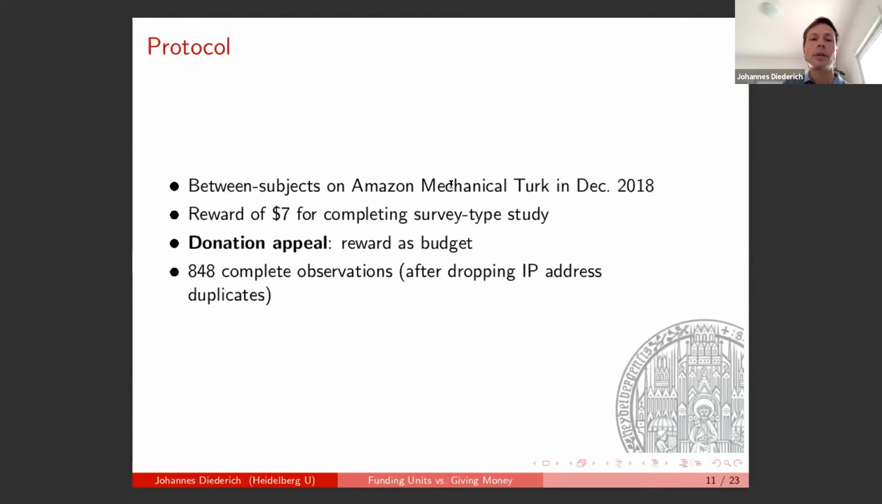As I said, the experiments ran on mTurk in 2018. We gave them $7 for a task on mTurk where they completed an unrelated online survey, and that compensation of $7 then served as the endowment for a piggyback donation appeal that they encountered during the survey, and that they could use to give. In total, we collected 848 complete observations after some cleaning.